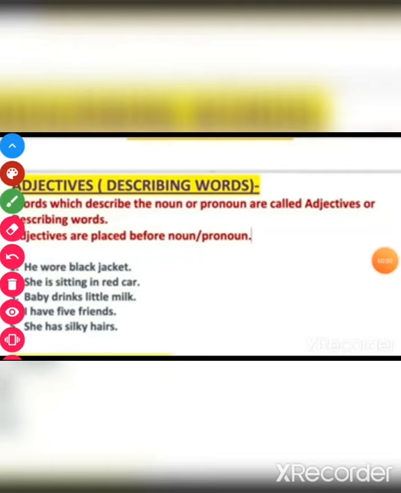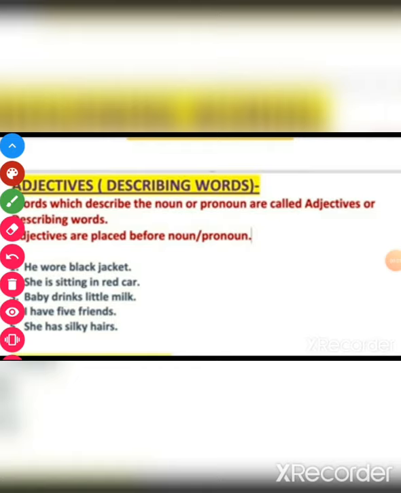In my previous video, I discussed the topic sentences, noun and its kinds, and today I am going to describe the adjectives and its kinds. So let's start with the definition.